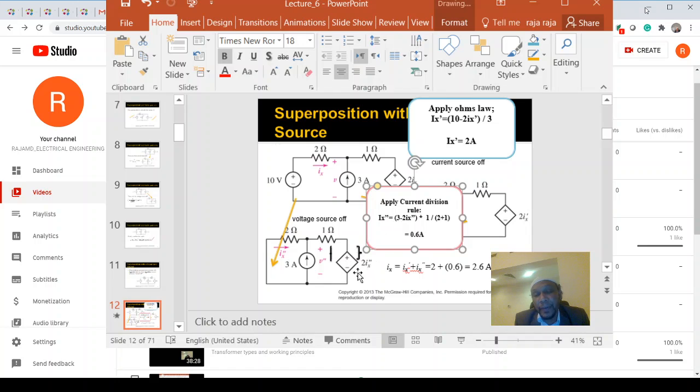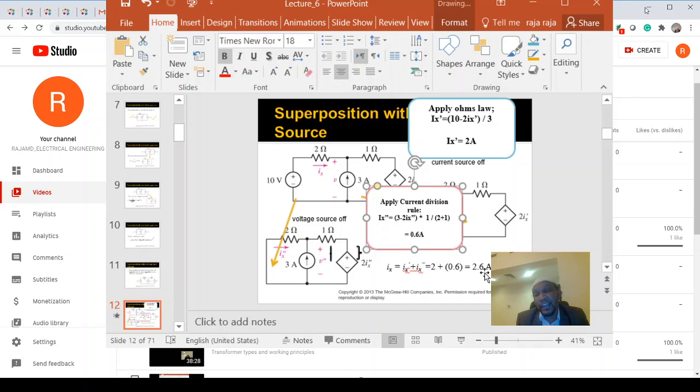3 minus, this is the dependent source, which I now consider as a current source, so minus 2 times Ix dash is the source, multiplied by the opposite resistance 1 ohm, because this is my current. So this is the opposite 1 divided by the sum of the resistances, 2 plus 1. This is the current division rule I apply. I calculated 0.6 ampere. Now I want to calculate the final total current, case 3, that is Ix equals the first case Ix dash plus the second case Ix double dash. So I get 2 plus 0.6, which is 2.6 ampere.